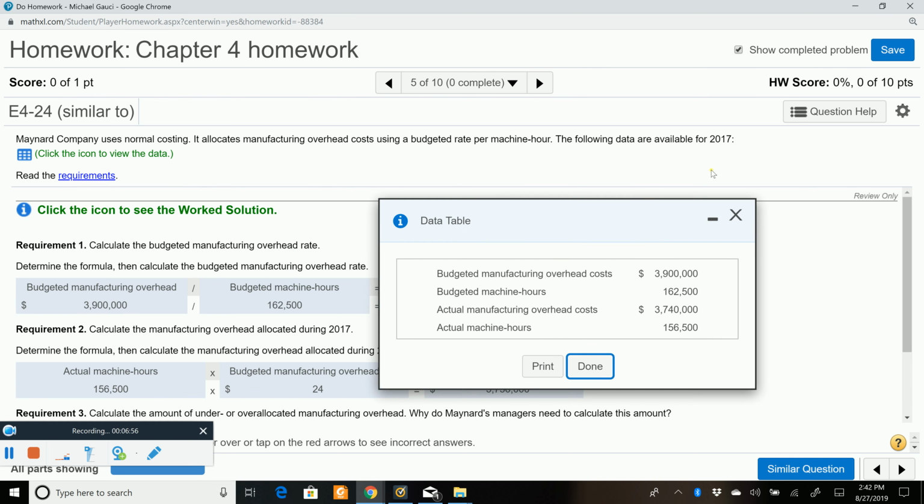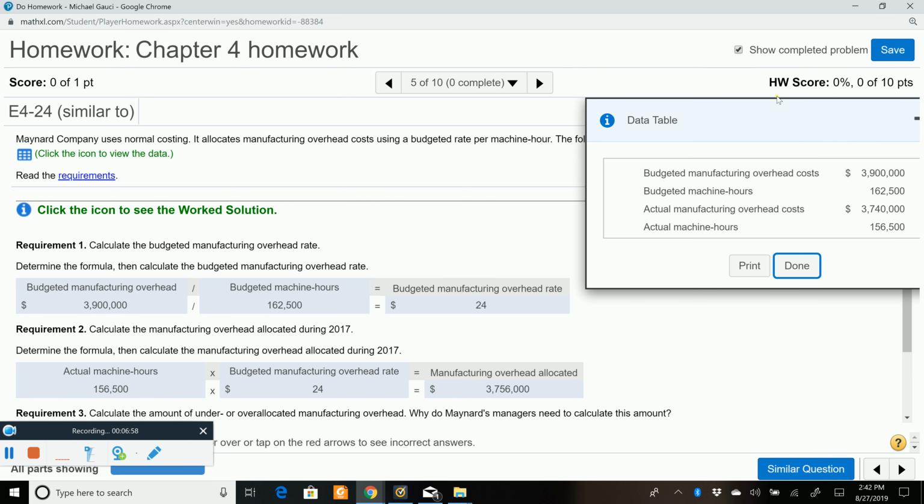The author told us, and I'll put it over here on the far right, that budgeted overhead costs for the year are $3.9 million. Budgeted machine hours are 162,500. That is important to figure out our predetermined overhead rate, meaning how we are going to apply overhead to the WIP accounts during the year.